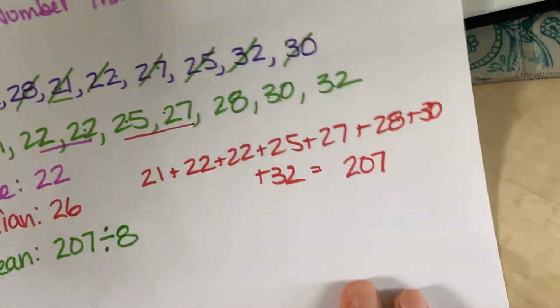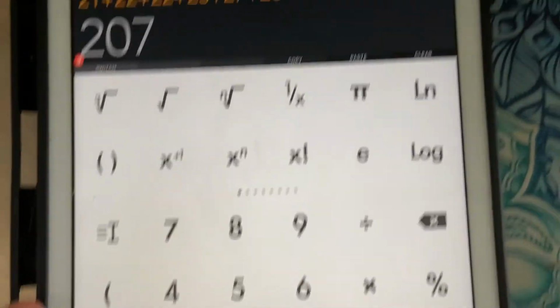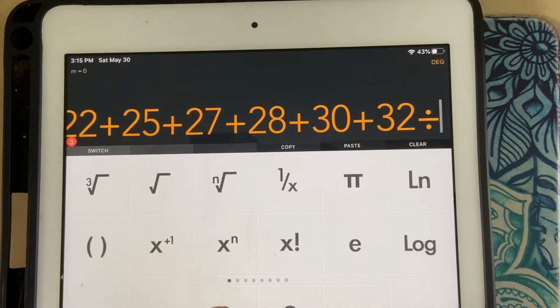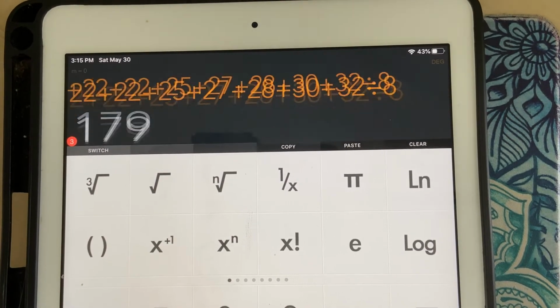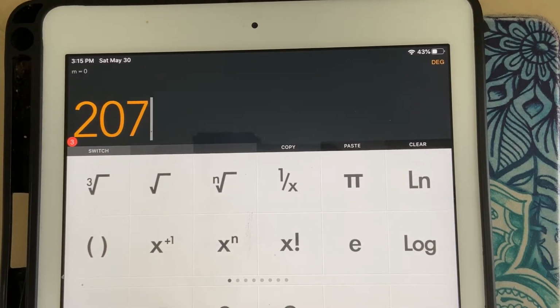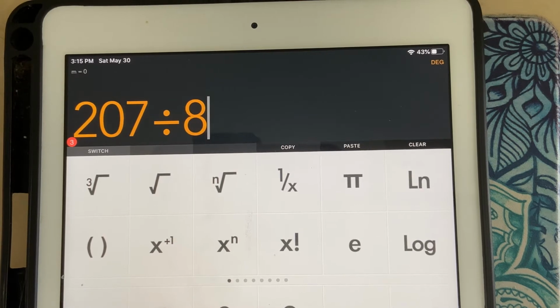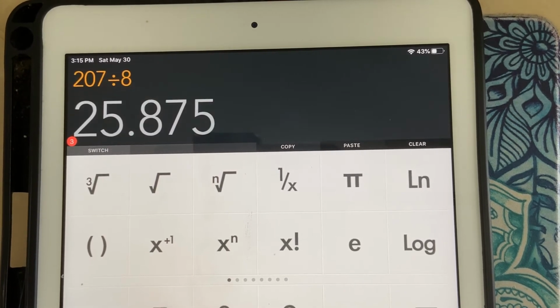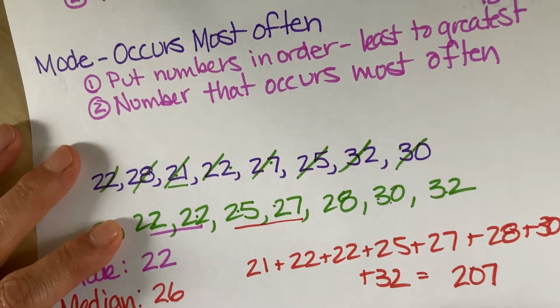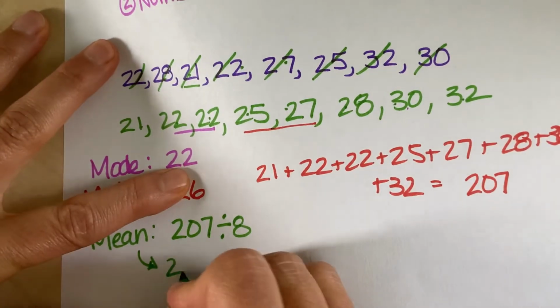I can do that on a calculator, or I can just divide it out. I'm going to do it on a calculator to save time. So I had 207. I would divide it by 8 numbers. 207 divided by 8. If I forgot, it follows order of operations. And I would get 25.875. So my mean would be 25.875.